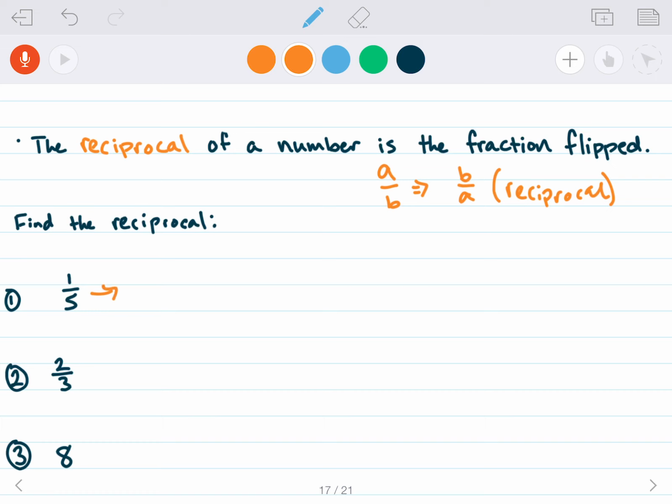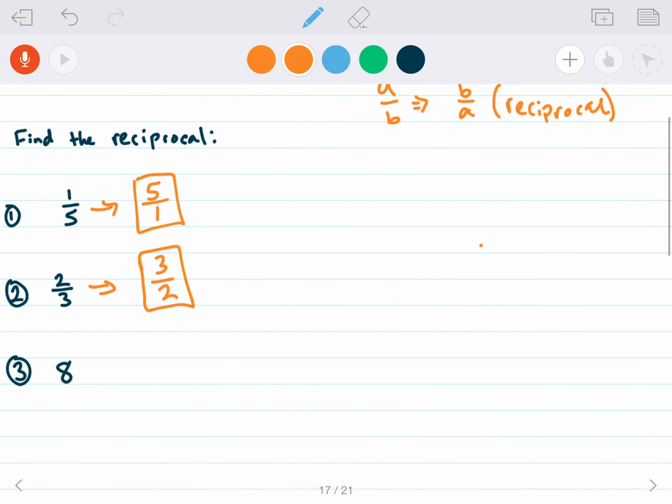So what's the reciprocal of 1 over 5? Well, we just flip it, right? So 5 comes on top, 1 comes on bottom. So that's our answer. The reciprocal of 2 over 3 flipped is 3 over 2. We just flip the order. Now 8 is secretly 8 over 1. So when we flip 8 over 1, we get 1 over 8 as its reciprocal.